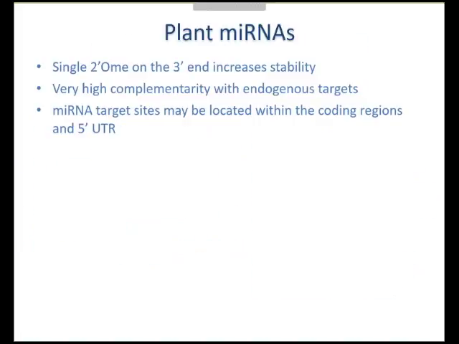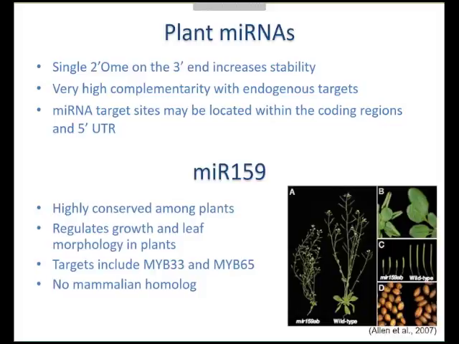So with that in mind, we started to learn a little about plant microRNA, and as you all know, they're pretty different from mammalian microRNAs, and they have this 2' O methylation at the 3' end to increase the stability. They have a different way to form complementarity with endogenous targets, and normally in plants, the target sites for microRNAs are also in different locations within the gene. In plants, most of them are in the coding region and the 5' UTR, whereas in mammals, most of the time we look at the 3' UTR.